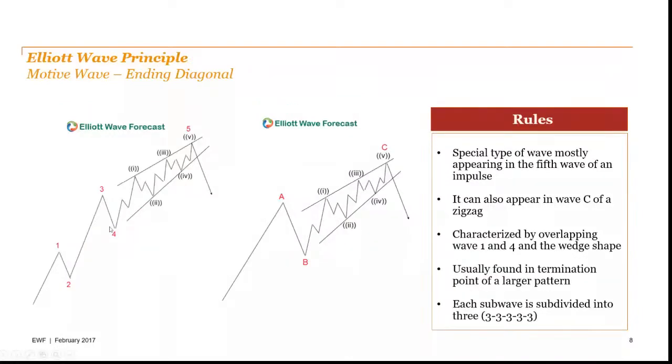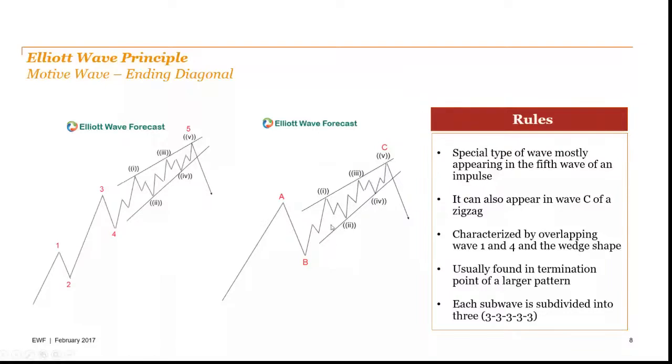All right. Ending diagonal happens within wave 5, with the same kind of characteristic, overlapping 4 and 1, and then looking like a wedge, converging like this. It can happen within wave 5, it can happen within wave C. But remember, an ABC zigzag is a 5-3-5, so this C leg can be a 5 wave impulse, or it can be a 5 wave diagonal.